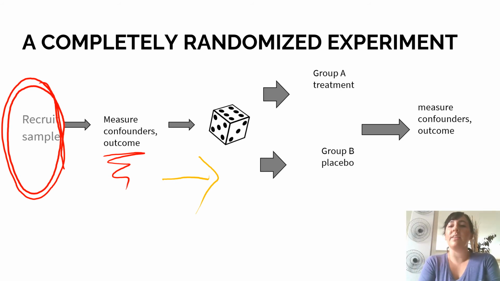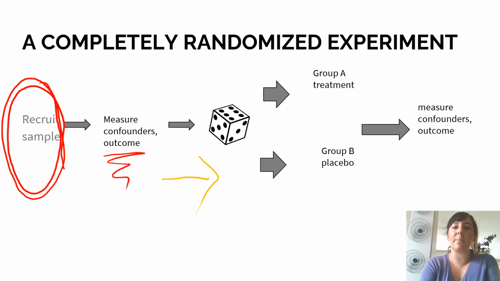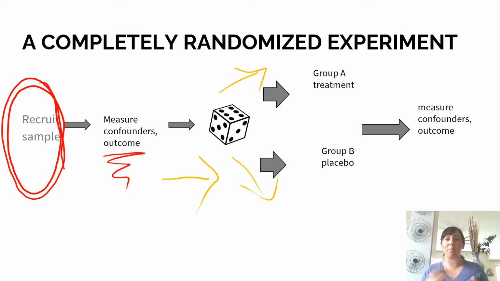Okay, so this is where you're going to randomly put each participant into whatever group they're supposed to go in. And I put a dice here because you could do many different methods of randomizing people. You could, with each individual that shows up in your sample, roll dice to see which group they're going to go in. Okay, so just make it totally random like that.